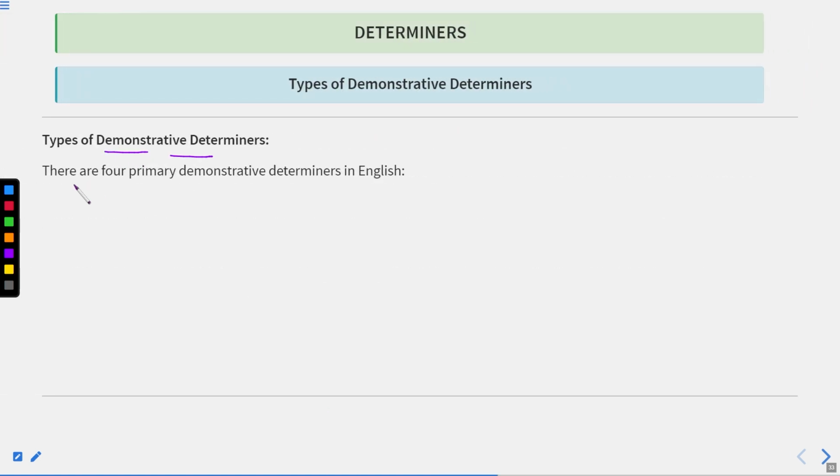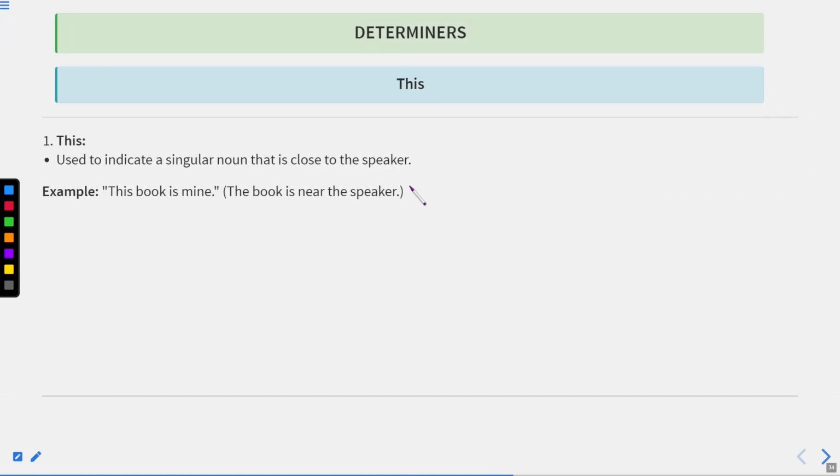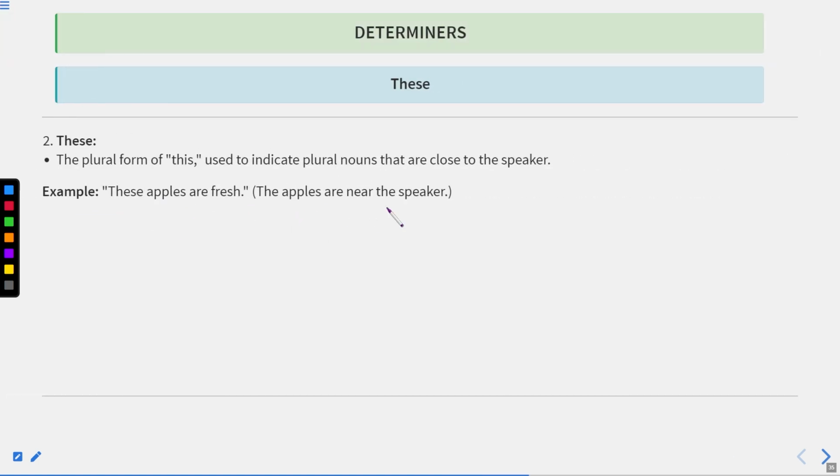Now, types of demonstrative determiners. There are 4 types of primary demonstrative determiners in English. One is this, used to indicate a singular noun that is closer to the speaker. This book is mine, the book is near the speaker. Okay. Now let us move to the next one.